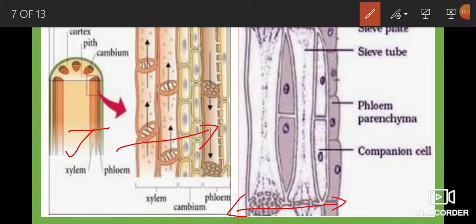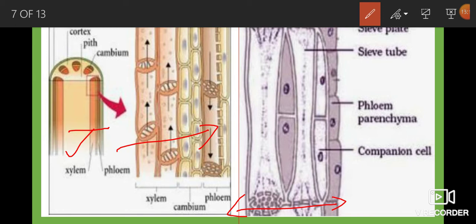And another important point is there. A mature sieve element possesses a peripheral cytoplasm and a large vacuole, but there is no nucleus. Mature sieve elements lack a nucleus. An immature sieve element contains a nucleus, but a mature sieve element lacks a nucleus. How does it function?